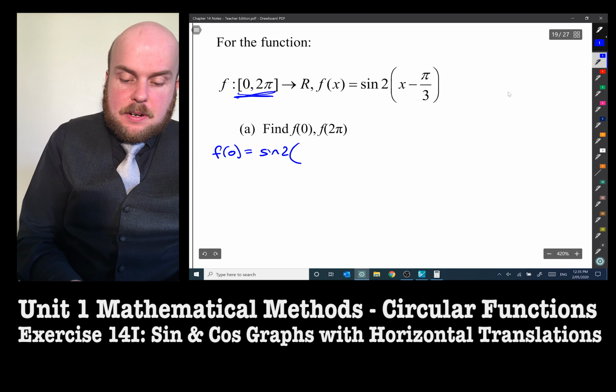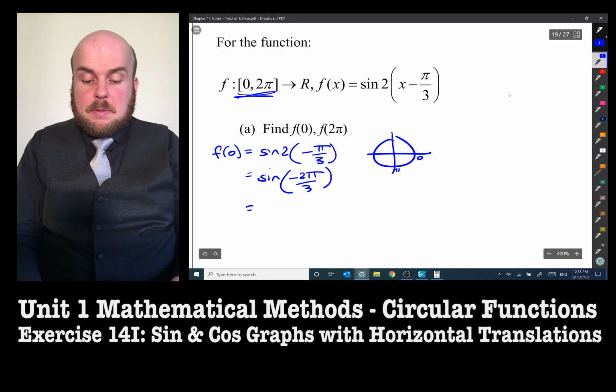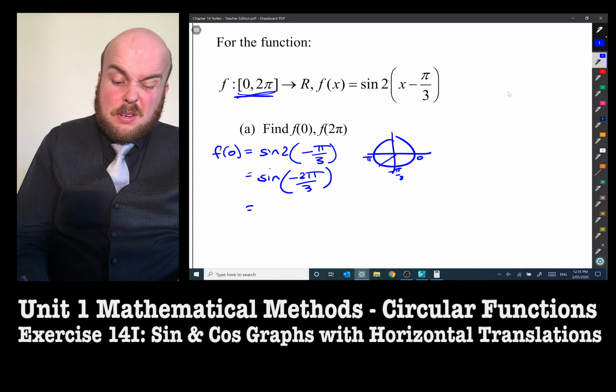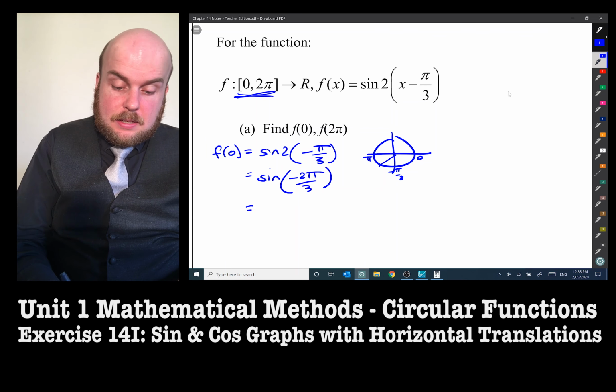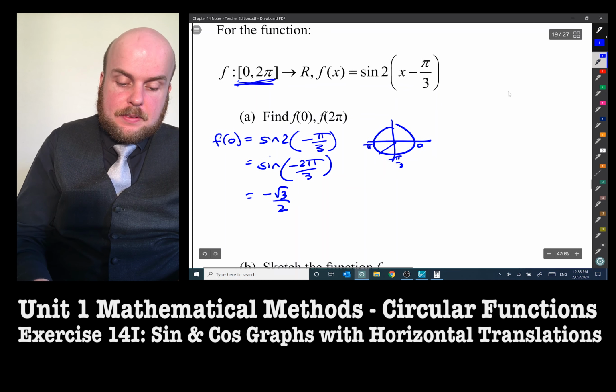So f(0) would be equal to sin(2 × −π/3), and we can multiply that 2 in there, so it's going to be sin(−2π/3). Because we go in reverse, 0, π, −π/2, −π, it's going to be in the third quadrant, and the reference angle is π/3, so that's going to be −√3/2.